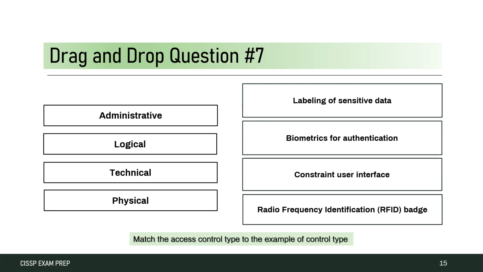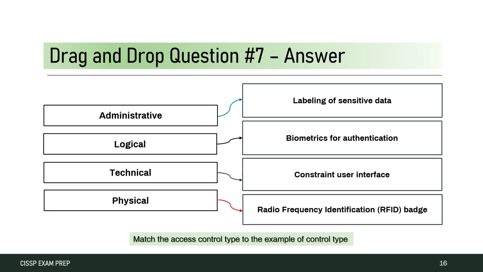Okay, so carefully think about the correct match of the control type on the right side. So let's say constrained user interface might be technical, perhaps. When you talk about physical, could be like the badge. Badge is related to the physical, like RFID badge or anything. Okay, so let's have a look at the answer. 5, 4, 3, 2, 1. And bingo, we got the answer.